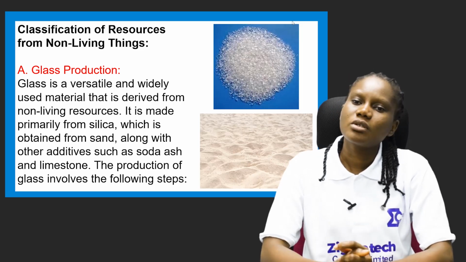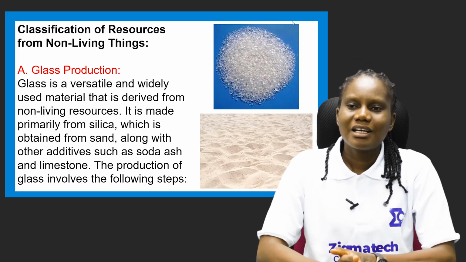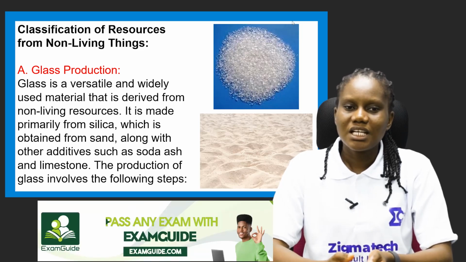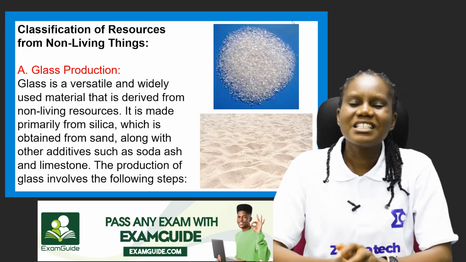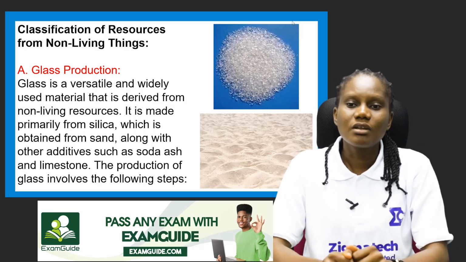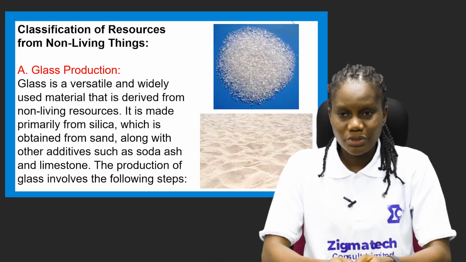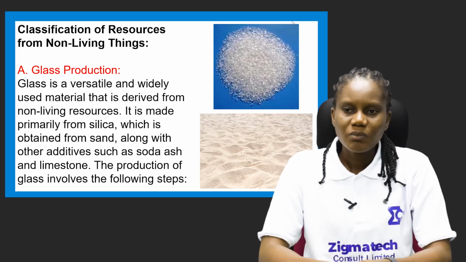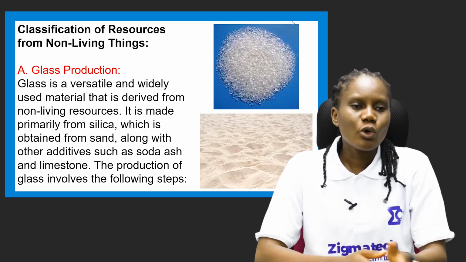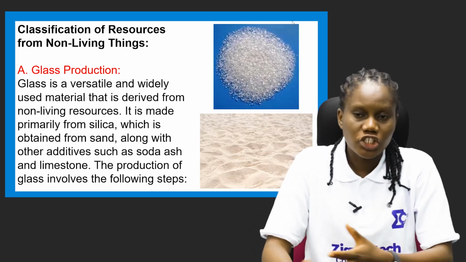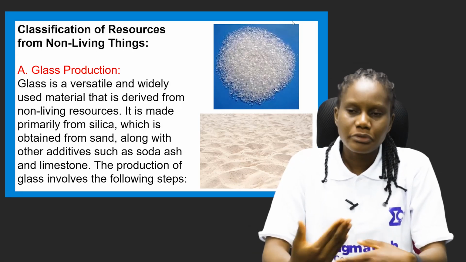So, classification of resources from non-living things. Number one is glass, and we're going to look at glass production, the processes that take place before we have our glass. Glass is a versatile and widely used material that is derived from non-living resources. The primary resource from where you get your glass is silica, and you get your silica from sand, along with other additives. When you add your soda ash and limestone, you have your glass. So we're going to look at the step-by-step production of glass.